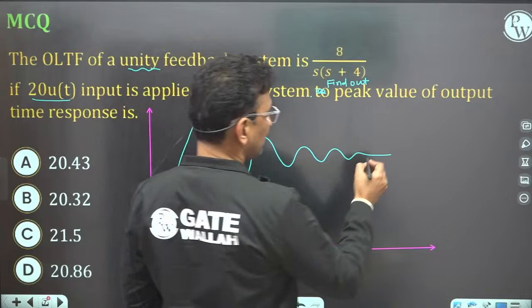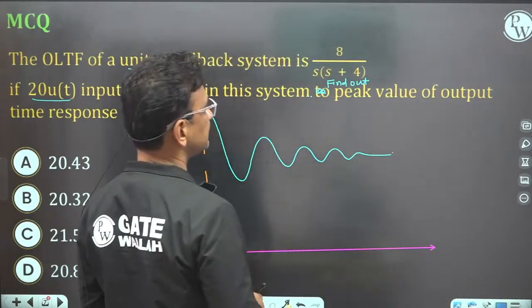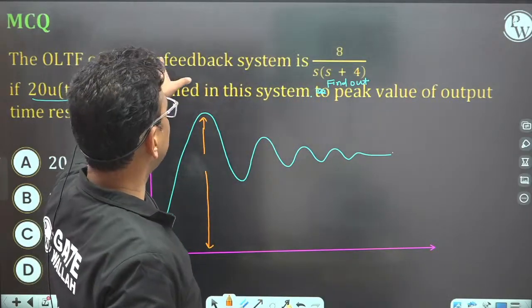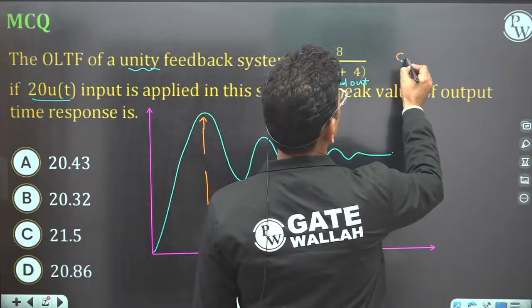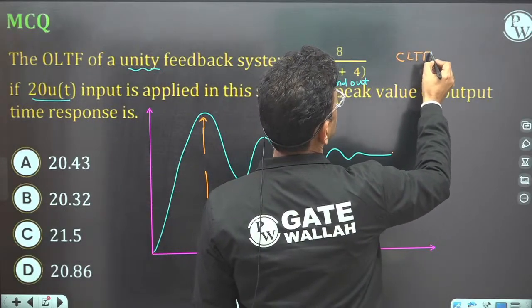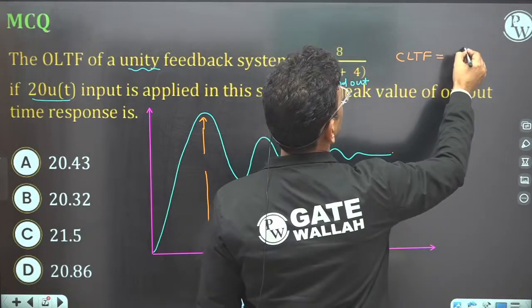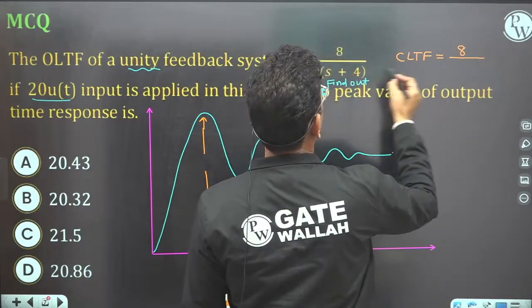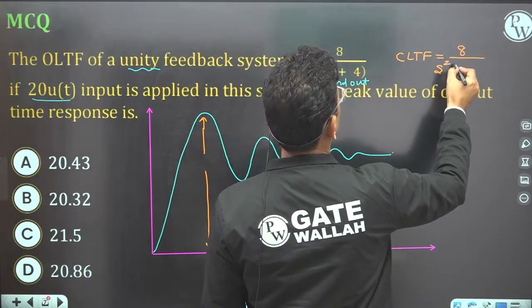So what is the output at infinite time? What is the steady state output? It is a unity feedback system. So what will be the closed loop transfer function? Just apply the shortcut trick. It will be numerator divided by numerator plus denominator.